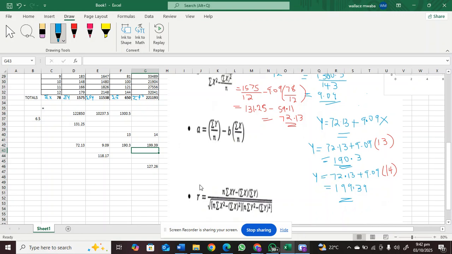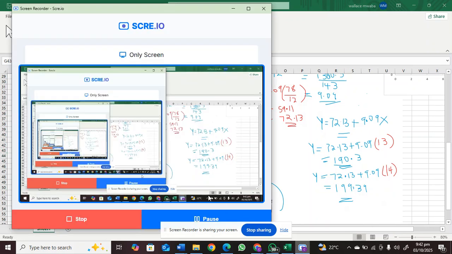Then next time when we meet, we're going to find the coefficient of correlation, this R, to measure how strong this relationship is.